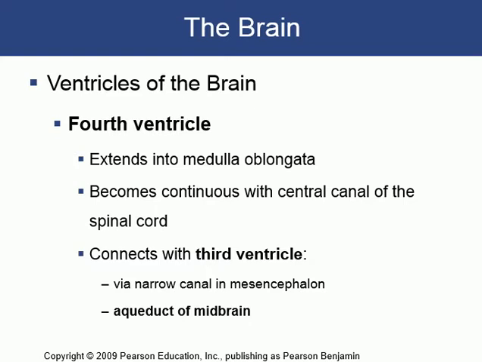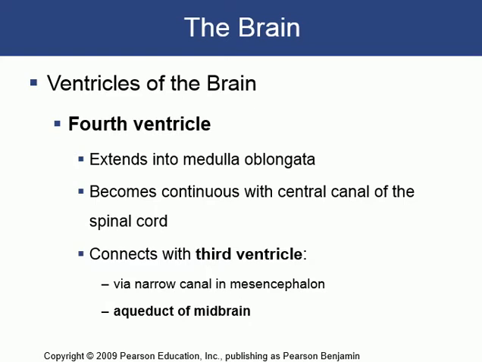Okay? So again, the ventricles are there to contain the CSF, which is for nutrition and oxygen and removing carbon dioxide and waste products. How many do we have? We have two laterals, one third and one fourth. Where is it located? Lateral within the cerebrum. Third within the diencephalon. Fourth within the medulla.